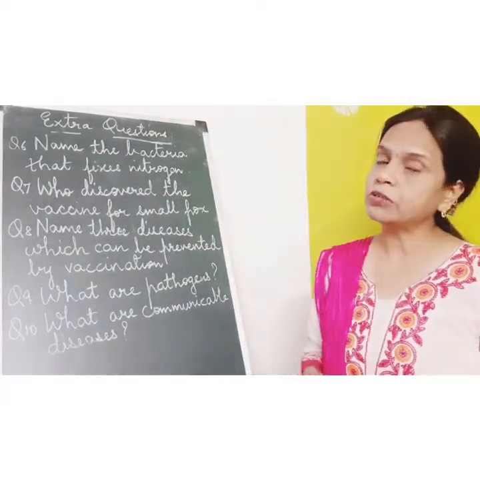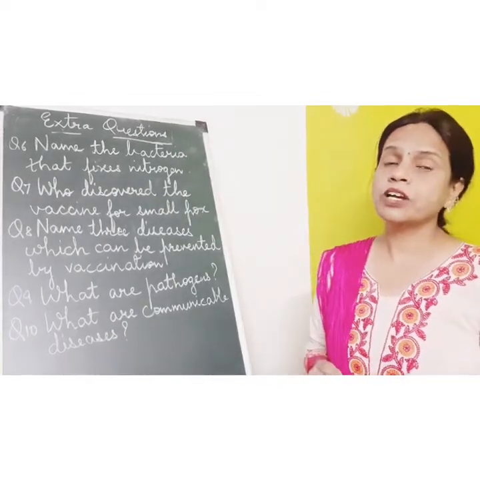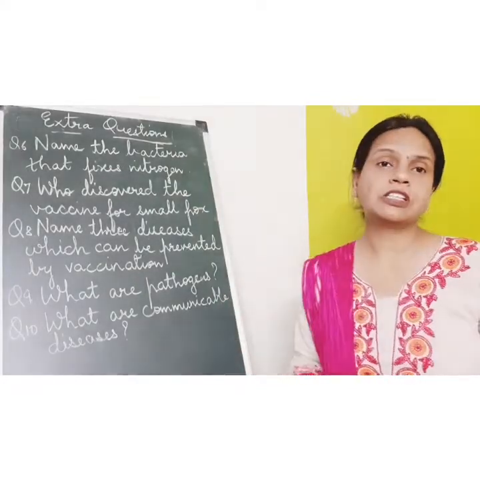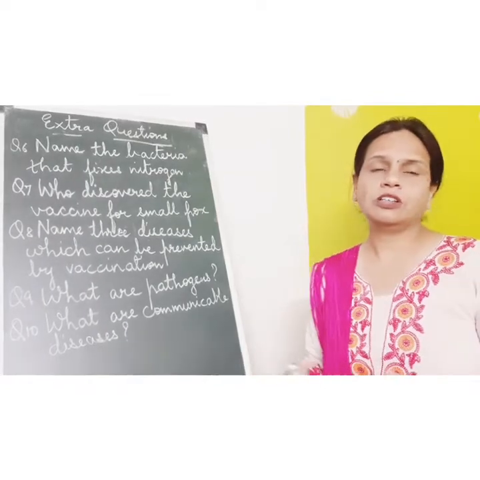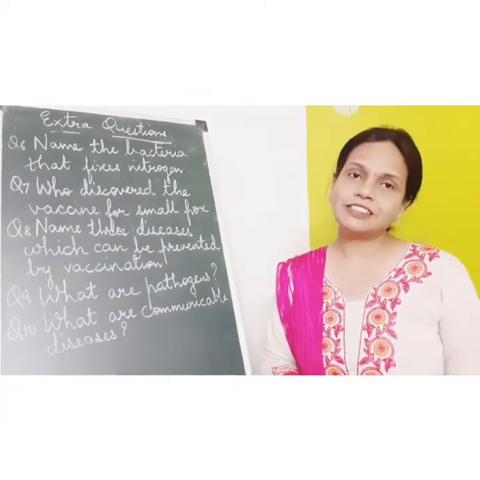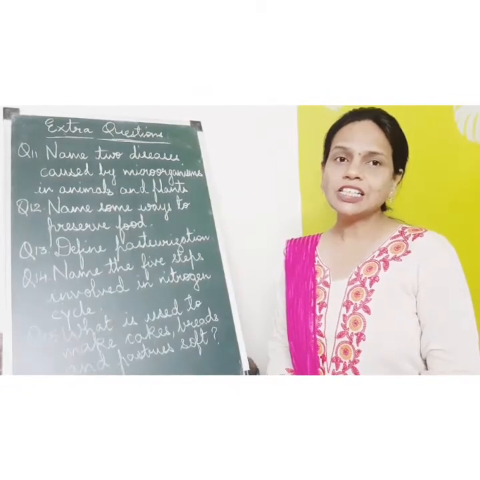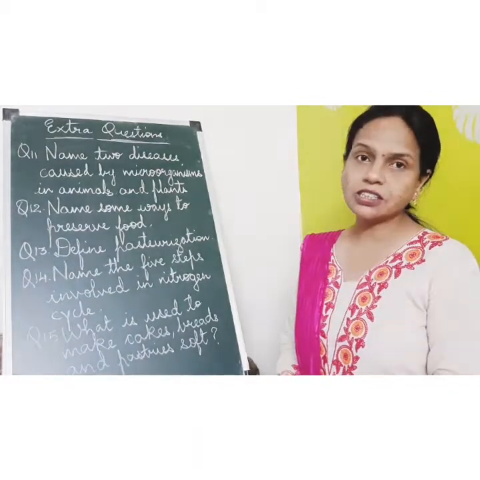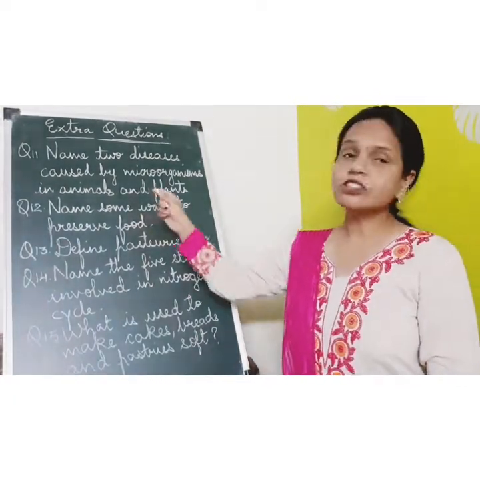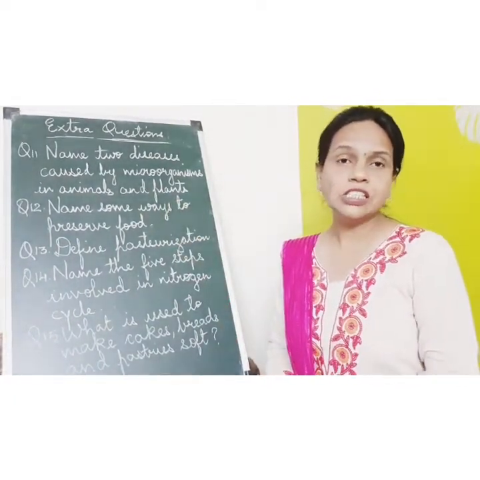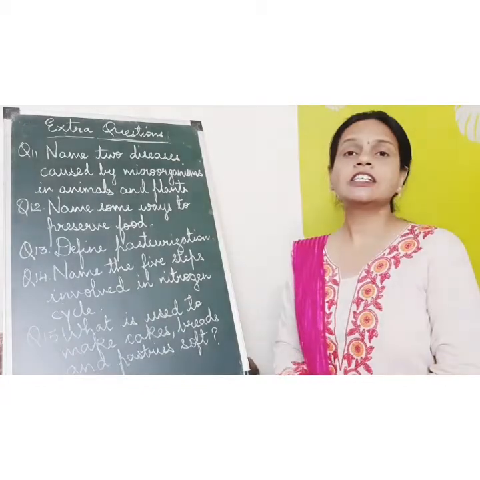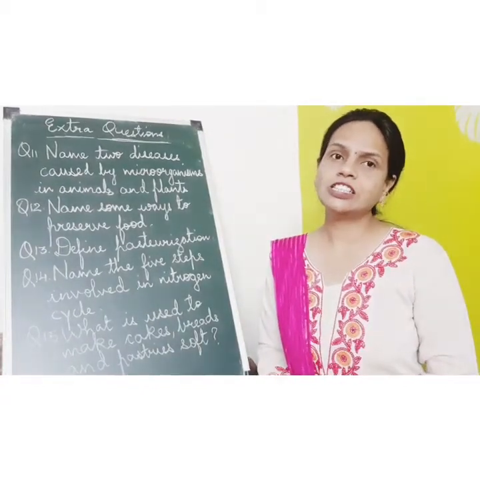What are communicable diseases? Diseases that spread from an infected person to a healthy person, they are called as communicable diseases, like chickenpox, and you have common cold, tuberculosis. These are examples of communicable diseases. We come to the next question, that is, name two diseases caused by microorganisms in animals and plants. Now, in case of animals, the two diseases are anthrax and foot and mouth disease. In case of plants, it is rust of wheat and citrus canker.